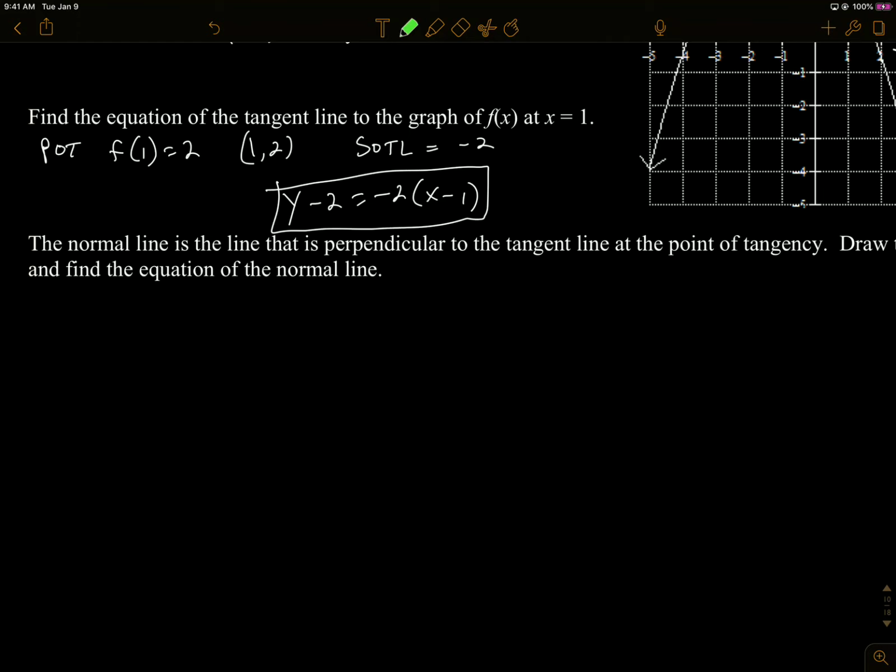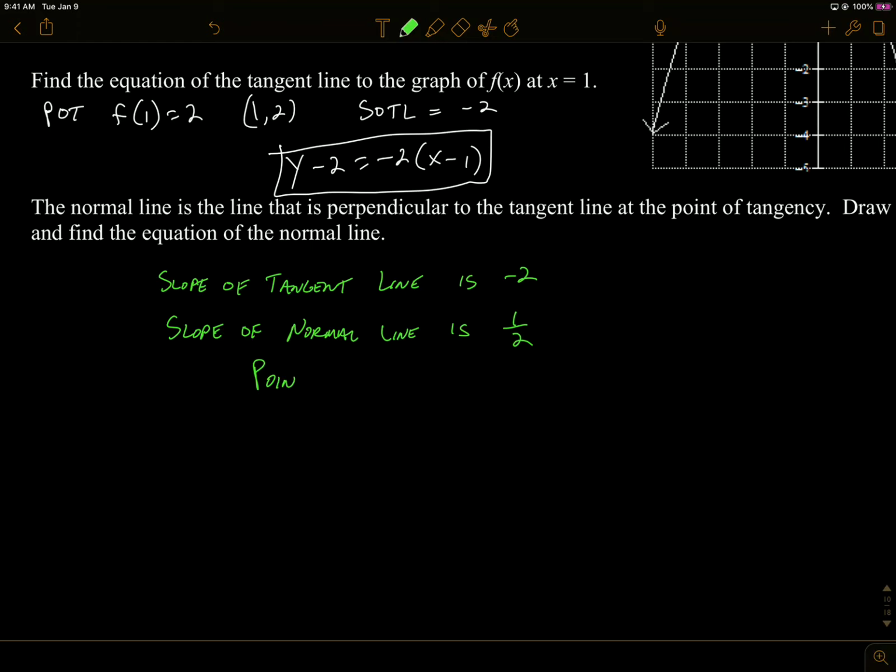So I know that the slope of the tangent line is about -2. So then we know that the slope of the normal line is really 1/2, because we know perpendicular lines have opposite reciprocal slopes. The point that it passes through is that point of tangency. So now I can write the equation as y minus 2 equals 1/2 times x minus 1.